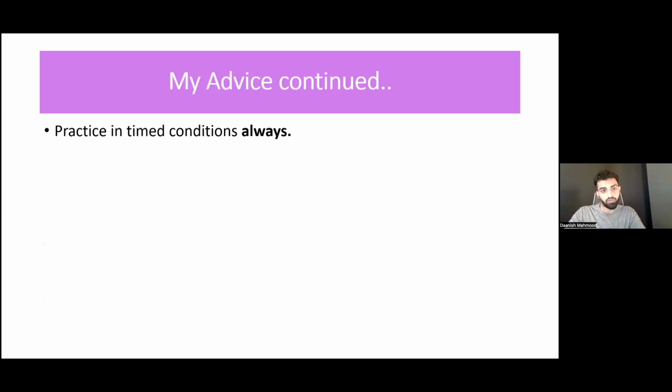My advice continued: practice in timed conditions always. You've seen with the QR section that the difficulty level is GCSE level. It doesn't exceed GCSE actually. You don't need A level maths to learn to do any of this. That's why I recommend you just do it in timed conditions.